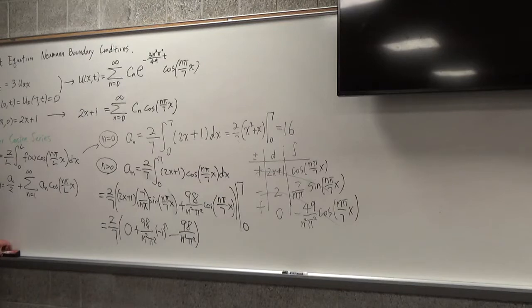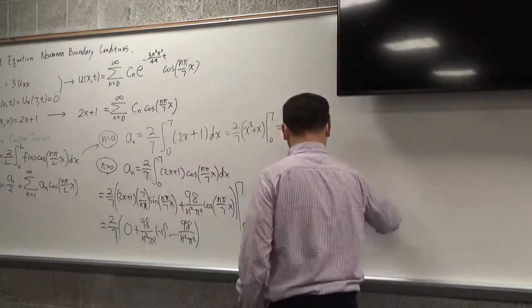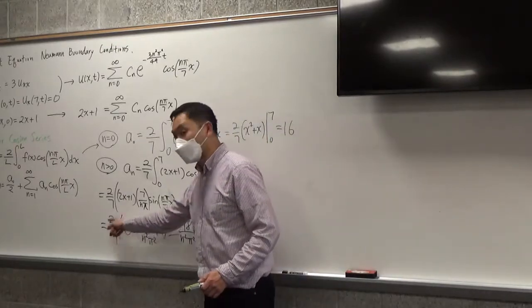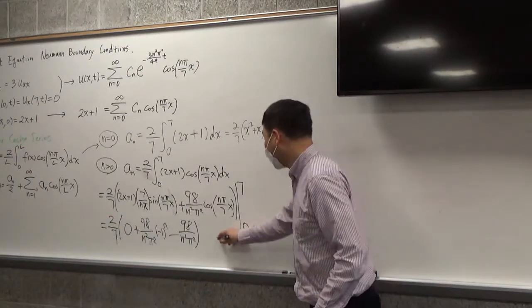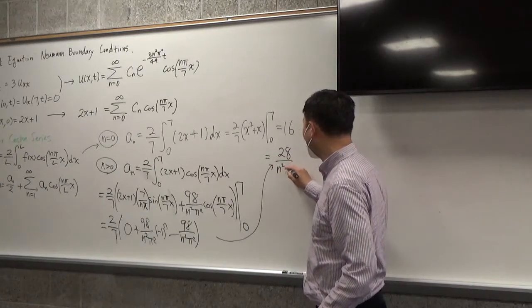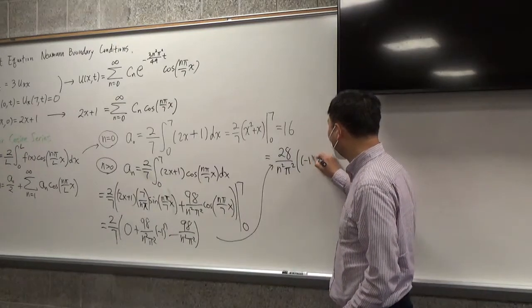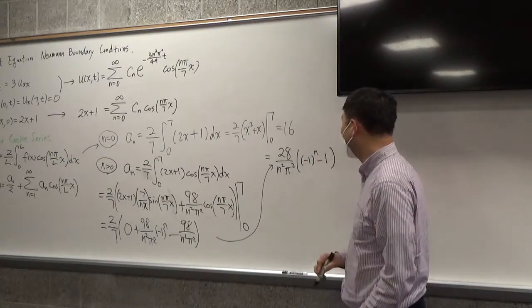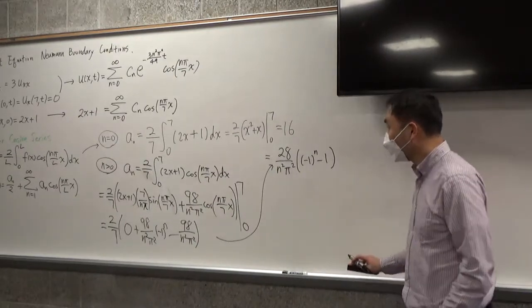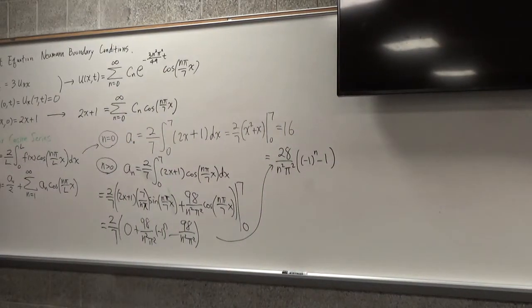Since it's a little bit messy, let me erase this one and write down the result. If you divide 98 by 7 and multiply by 2, you're going to get 28. And since 28 over n squared pi squared is a common factor, if I factor that out, here's what we get. We get negative 1 to the nth power minus 1 as my an.